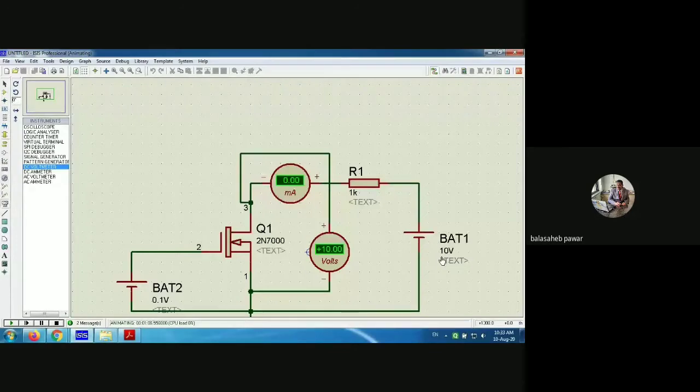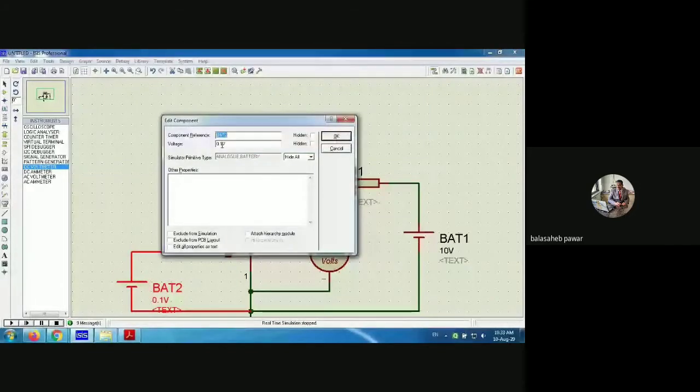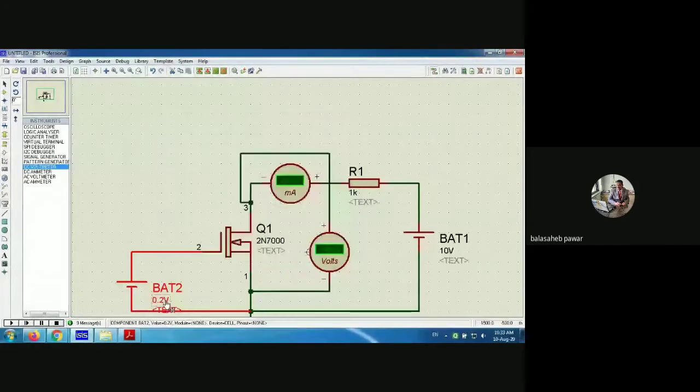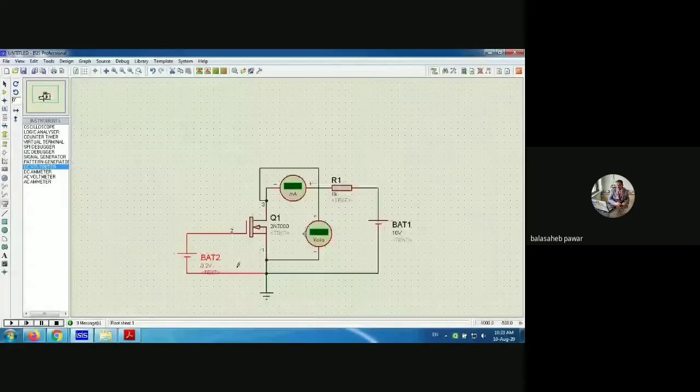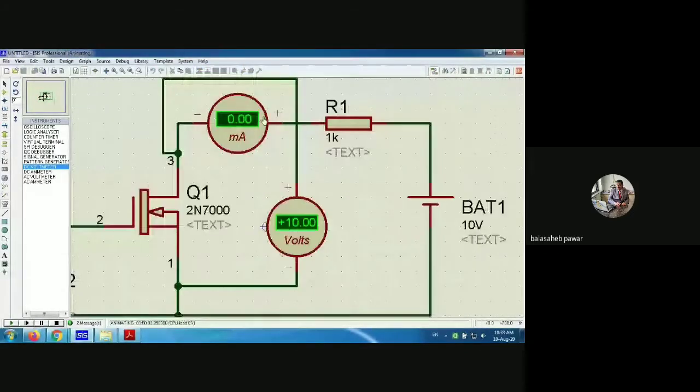Now what we will do, we will again increase this input voltage from 0.1 to 0.2 volt. Your second reading is of 0.2, right? And again we'll run and check how much is the value of ID. Again it is 0 milliampere. That means our transistor does not get turned on, and that's why the voltage across it is again equal to the applied voltage, that is VDD, 10 volts.